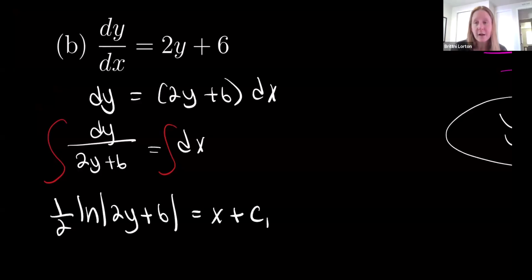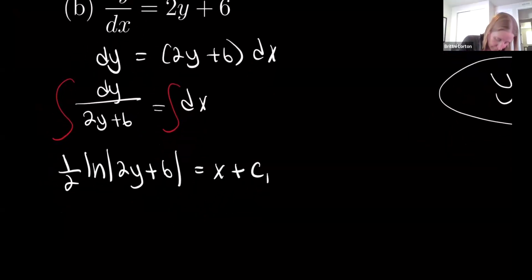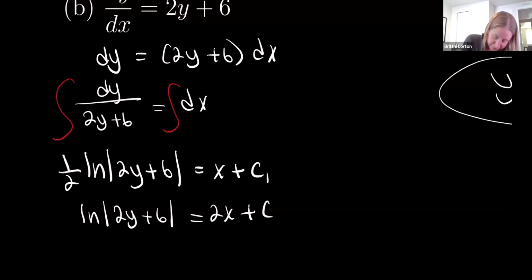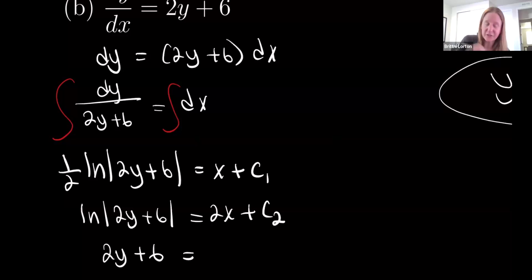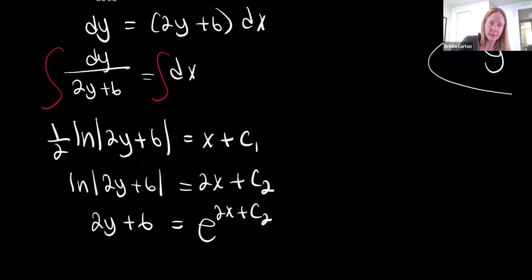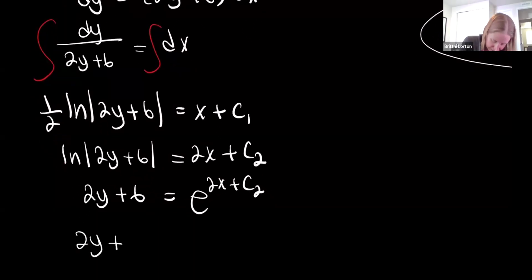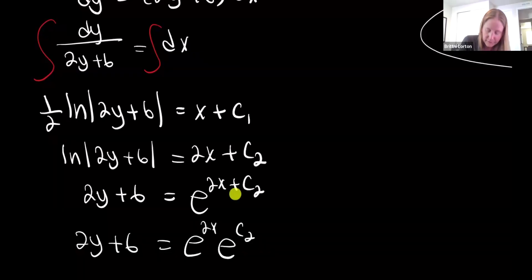And don't forget to call the first constant of the problem c1, because that will have to be different later on. And then I multiply both sides by 2, and I'm going to get 2x plus a different constant because I multiplied it by 2. Then I'm going to exponentiate, which is just e to the power of 2x plus c2. That becomes 2y plus 6 equals e to the 2x times e to the c2. When you have a plus in the exponent, it becomes times with the same base. And then e to the c2 is some other constant.